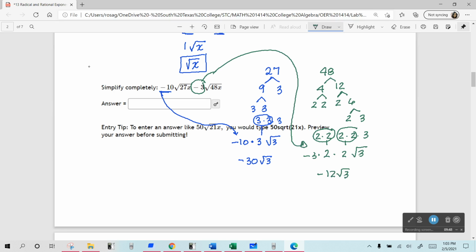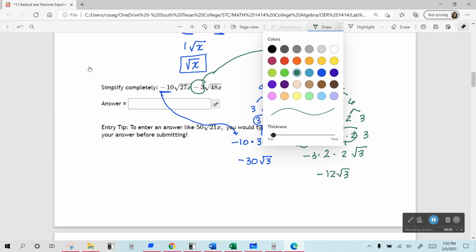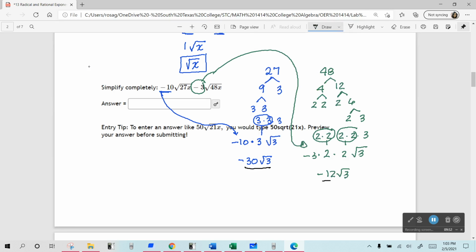So my new problem is this one and this one. Negative 30 square root of 3 minus 12 square root of 3. So I combine them. Negative 42, and the square root of 3 stays the same. So again, the first thing you do is simplify each radical.